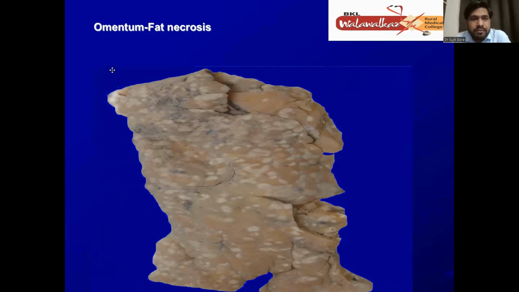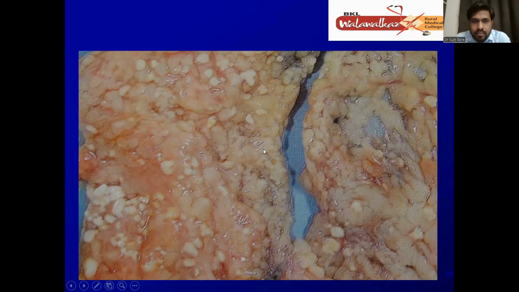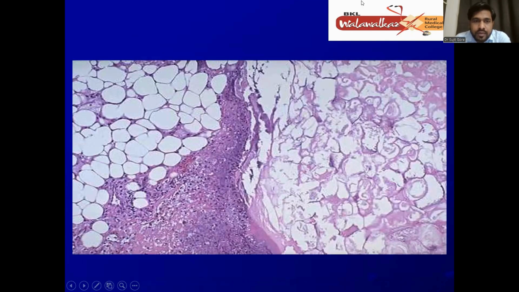This is the omentum showing fat necrosis. This is also the omentum. This is the microscopic view showing the fat, the mature adipocytes. These are the mature adipocytes.